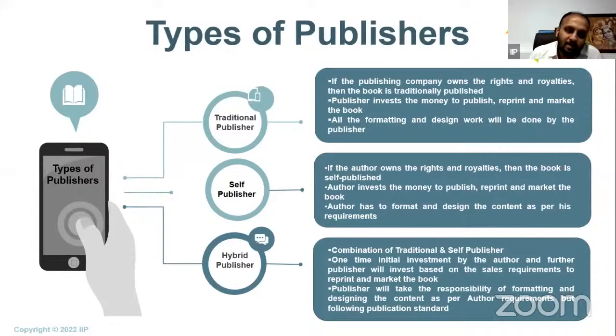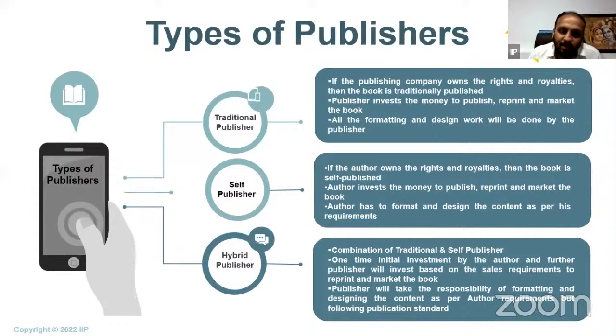And in self-publication, the author owns the rights and royalties. Compared to a traditional publisher, the author will hold the copyrights and also the royalty, all the legal rights. But in self-publication, the author invests initially. He needs to invest the money to publish, reprint, and also to market his book. The formatting and designing of the content of the book, everything should be handled by the author himself. That is the self-publisher.